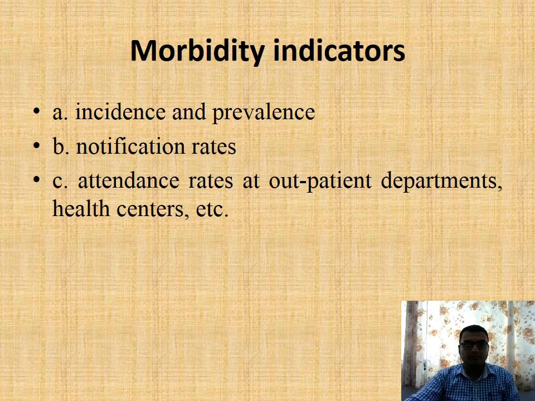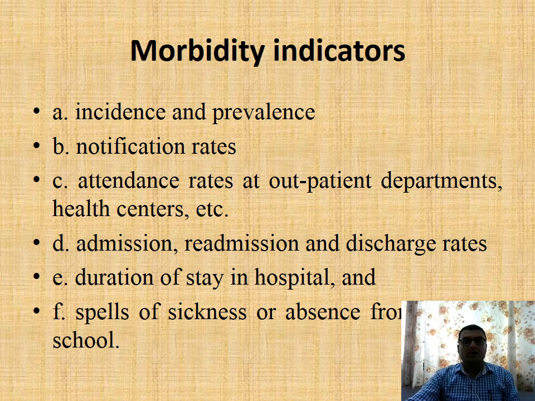Morbidity indicators are either incidence or prevalence rate, notification rate, and attendance rate at the outpatient department or health center. Next are admission, readmission rate or discharge rate, the duration of stay in hospital, and the spell of sickness or absenteeism from work or school.